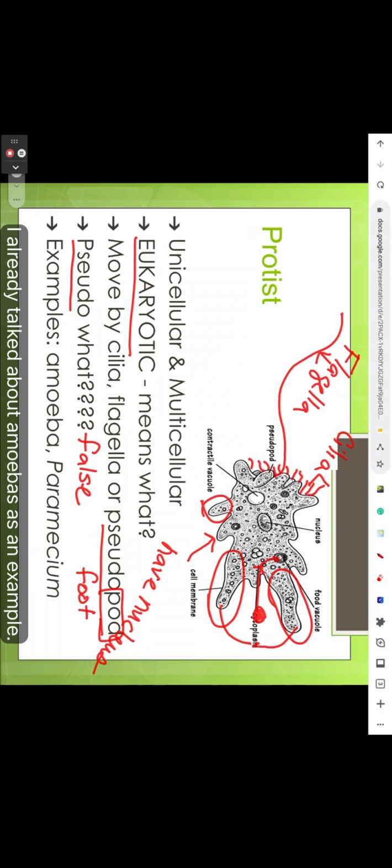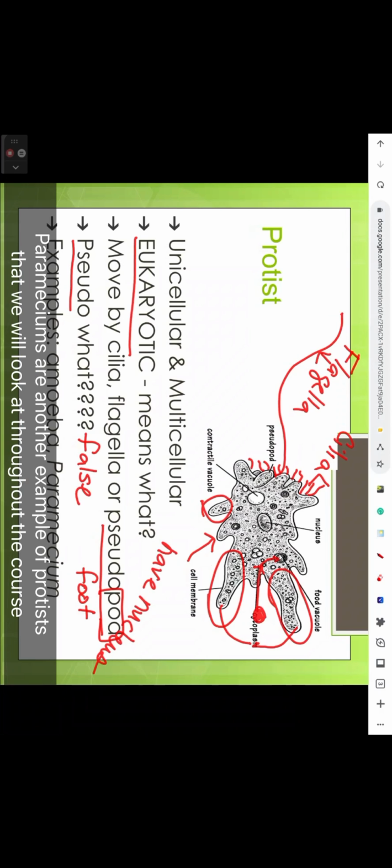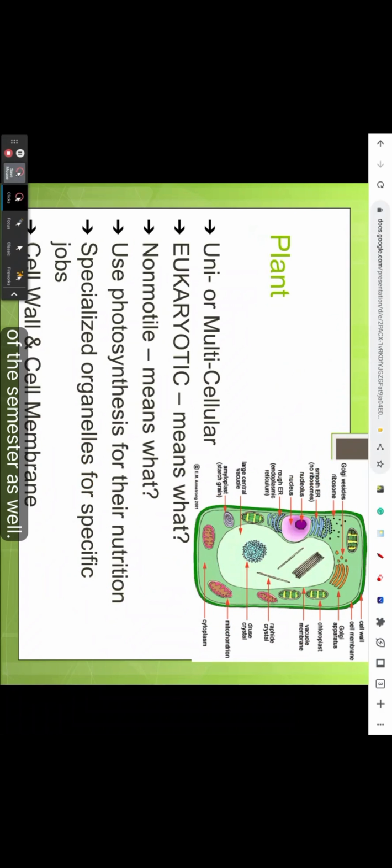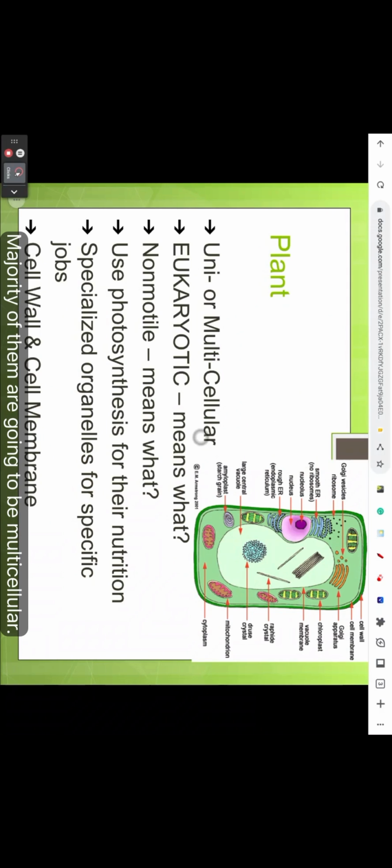Okay, I already talked about amoebas as an example. Parameciums are another example of protists that we will look at throughout the course of the semester as well. Our next group are plants. Plants can be unicellular or multicellular. Majority of them are going to be multicellular.